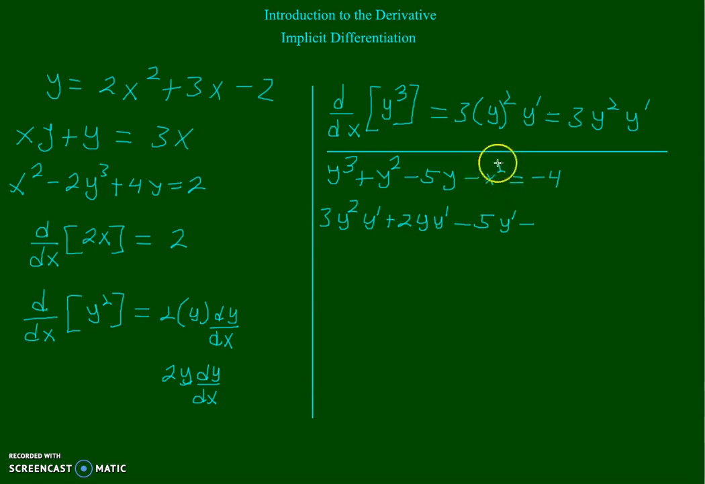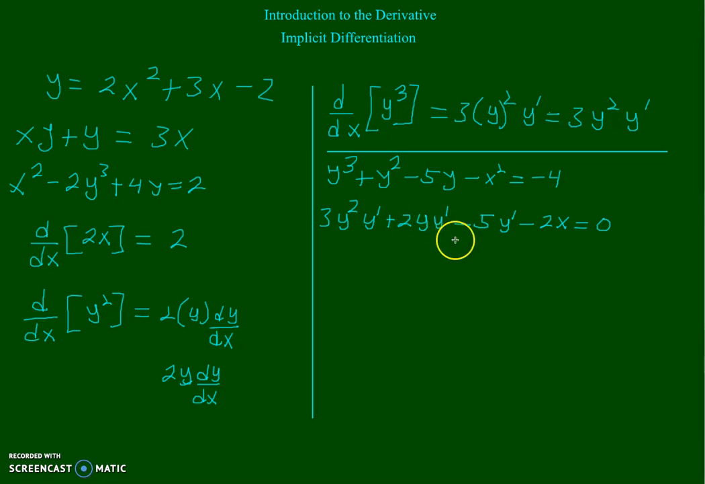Minus this, we differentiate normally because it matches the variable of differentiation. So that's just 2x. And the derivative of a constant is 0. Now, to simplify this, we need to gather up all of our y prime terms because we're trying to find the derivative of this function. So we need to solve for y prime.